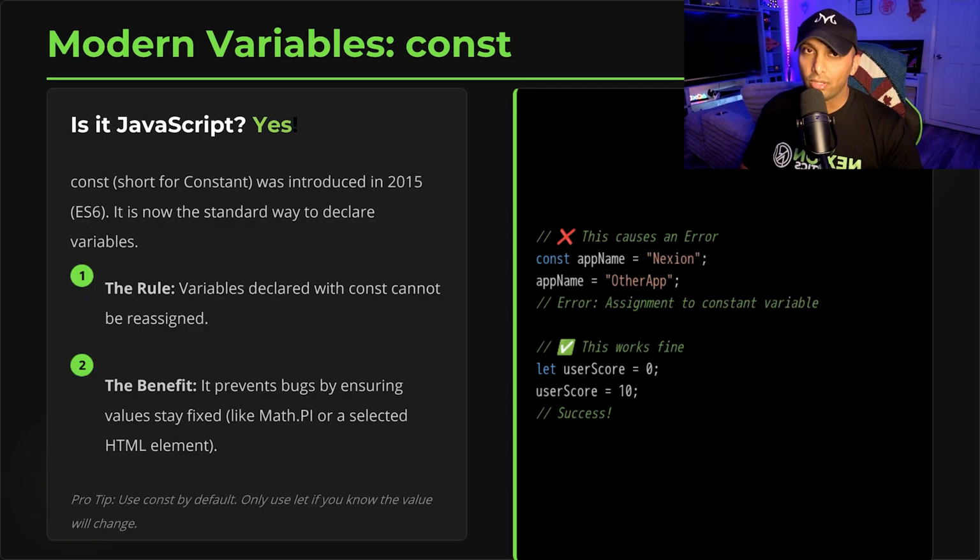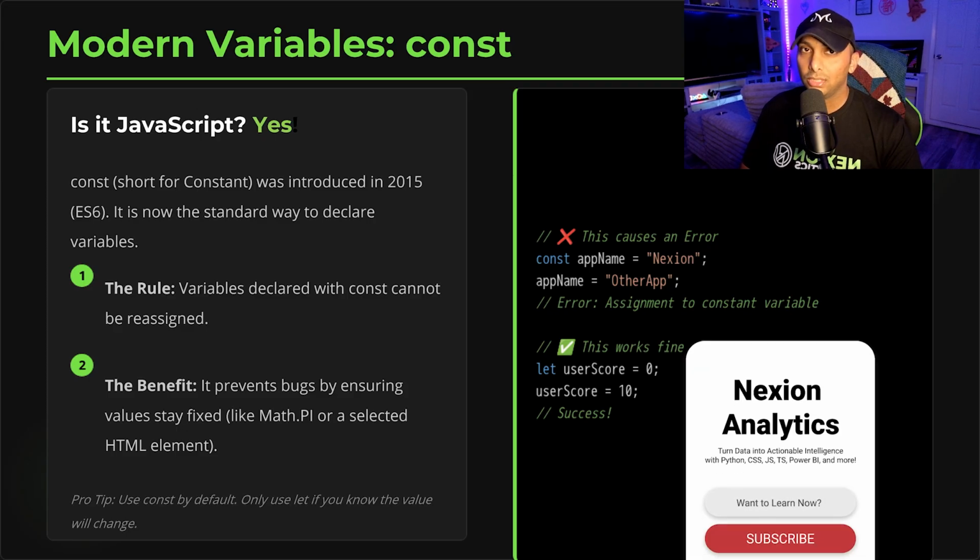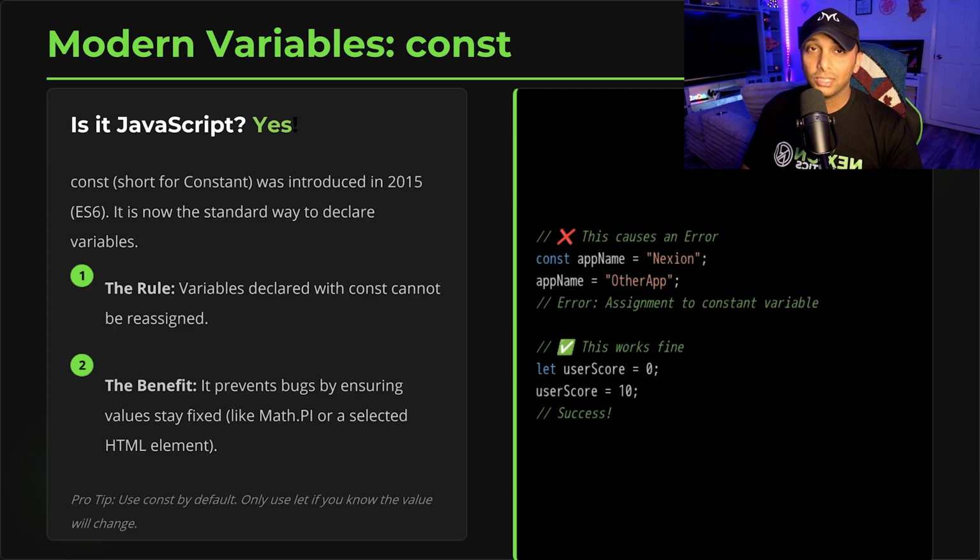Now we have modern variables, which is const versus let. Const stands for constant, which was introduced in 2015. This is how we declare variables that should not change. If I define the app name as Nexion, for example, I don't want it to accidentally override it later, which is why constant prevents that, whereas with let, you can dynamically change it over time. If you try to change a constant, the code is going to throw an error to simply protect you. That's just a fail-safe, right?